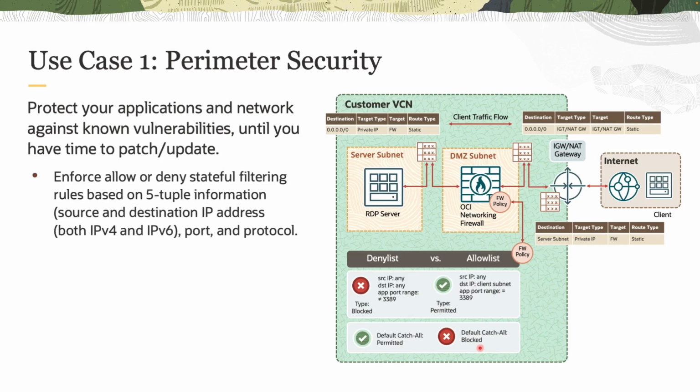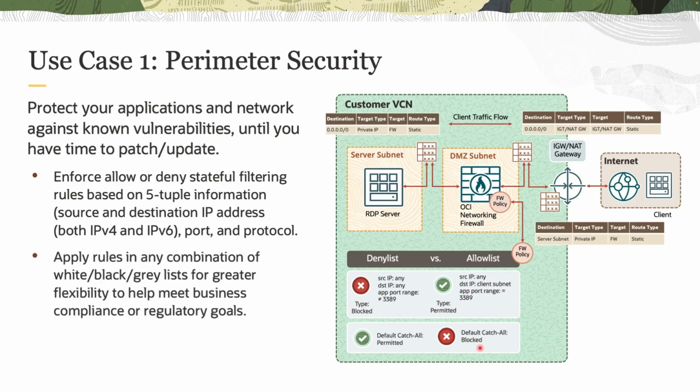You can define the rule by specifying the source and destination IP addresses, port numbers, protocols, and actions. Then the firewall allows you to combine rules in any combinations of whitelist, blacklist or graylist for greater flexibility and for achieving your compliance objective.